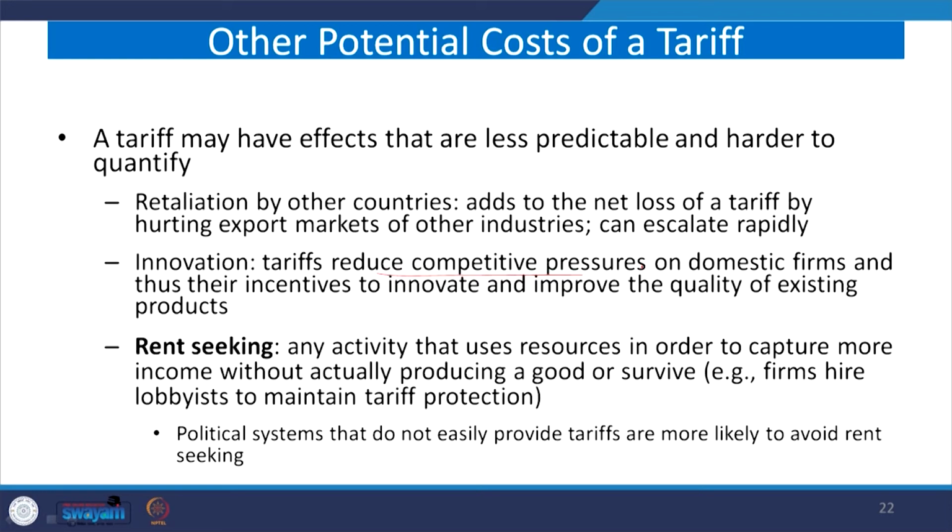So, there is rent seeking behavior observed. Rent seeking is basically any activity used to capture more income without actually producing a good, or to survive. So, firms hire lobbyists to maintain tariff protection. Even if they do not produce, they earn income out of it, so there is a lot of political gain attached to it. Political systems that do not easily provide tariffs are more likely to avoid rent seeking behavior.